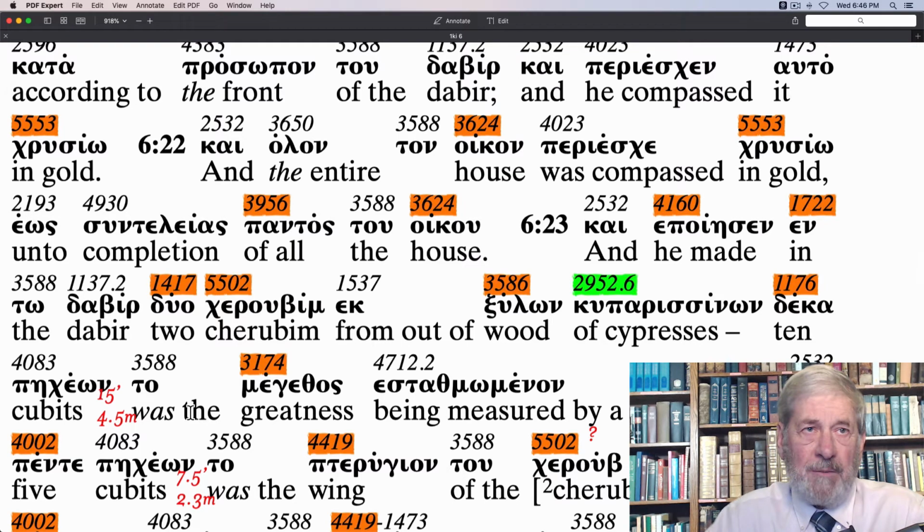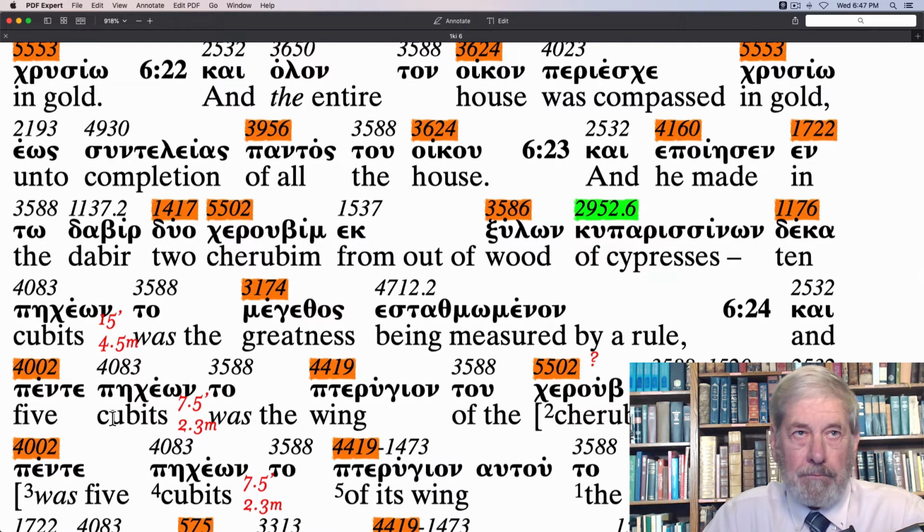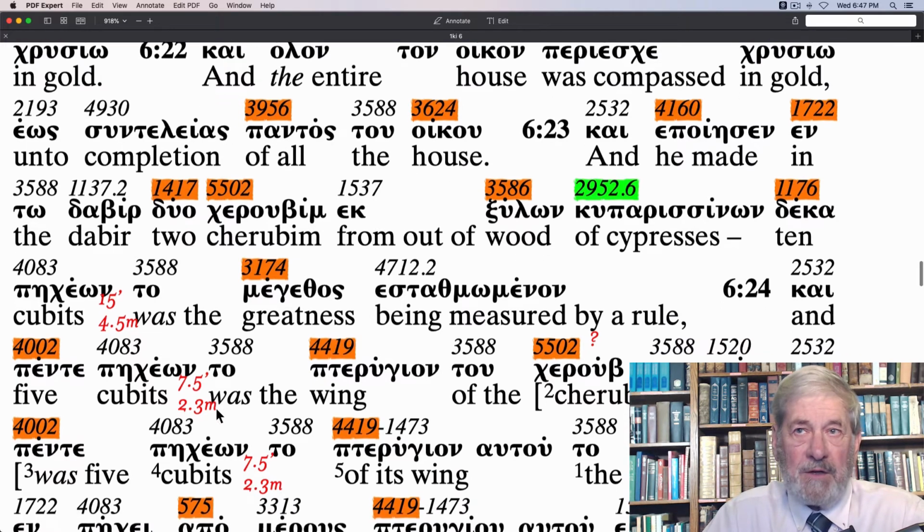So the cherubim, 15 feet. 2 of them, so that would be 30, would be the width, or the length, either one, I suppose. And the greatness was being measured by a rule. And 5 cubits was the wing of the one cherub. Now, that would make it 15 feet, and then 2 of them would make it 30, so they were almost the whole huge wings, 15 feet wings.